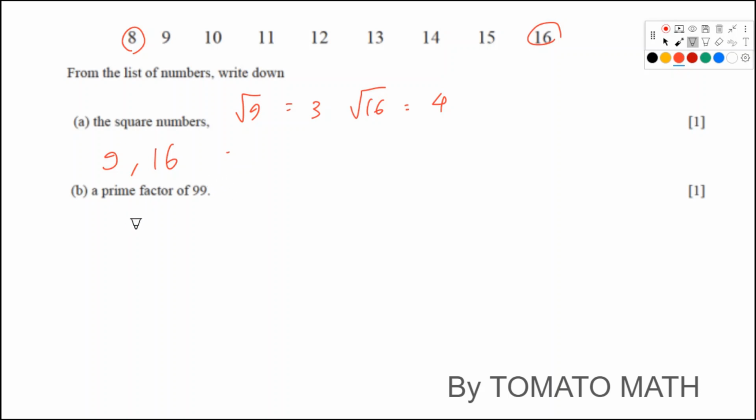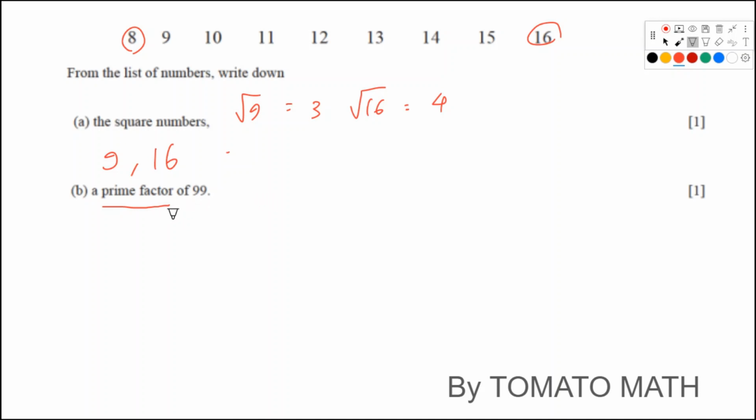Next one, B, a prime factor of 99. We know that a prime number means a number which only has two factors: one, and the number itself.